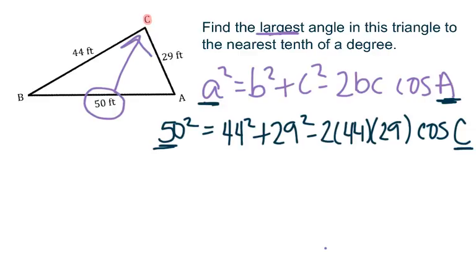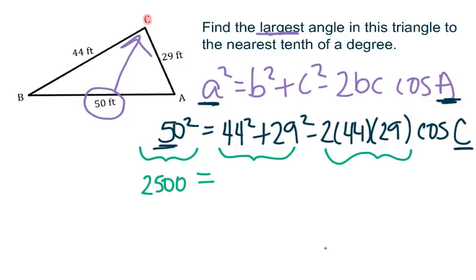Now I cannot plug everything into my calculator in one shot this time, because cos C is attached to these other numbers, so I have to manipulate things in a different way. Usually what I do is calculate this piece, and then find out what 50 squared is. This gives me 2,500. This piece comes out to 2,777. And finally, 2 times 44 times 29 gives me 2,552.